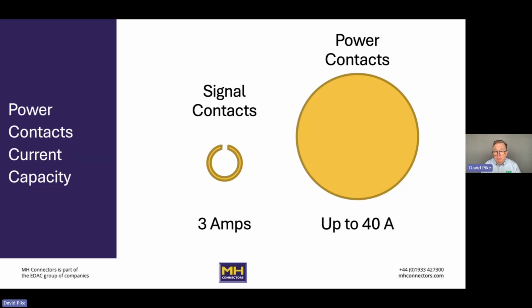That's a very big leap from a 3 amp signal contact to a 40 amp power contact, and that gives you an idea of exactly why the combination D-sub is so useful when it comes to connecting both power and signal in a single connector.